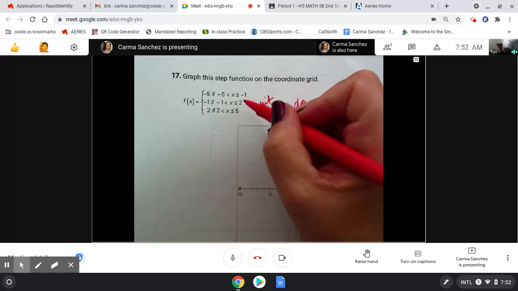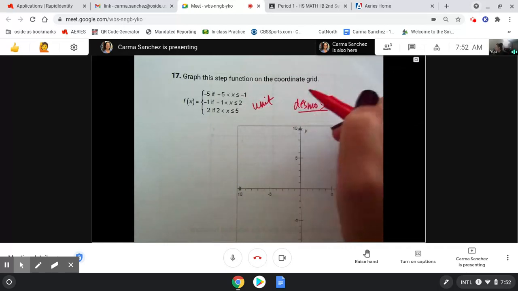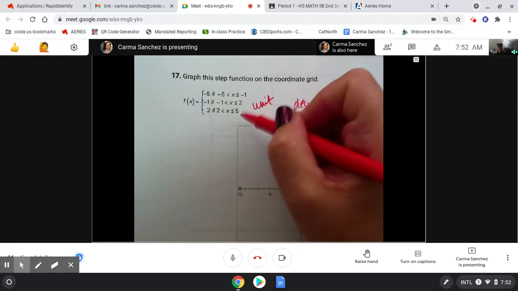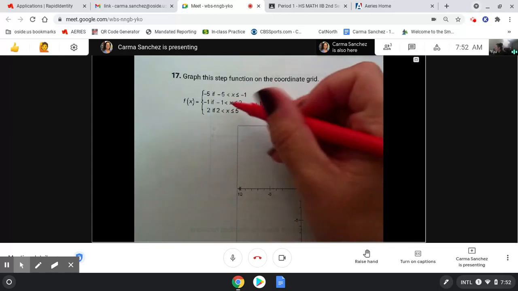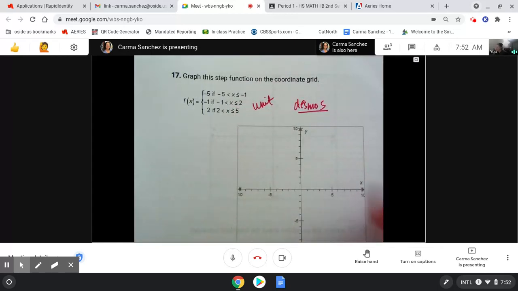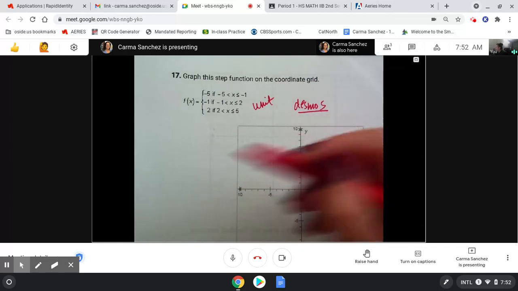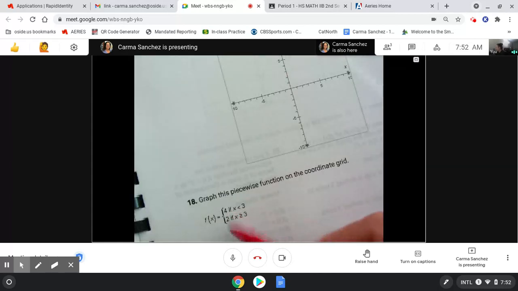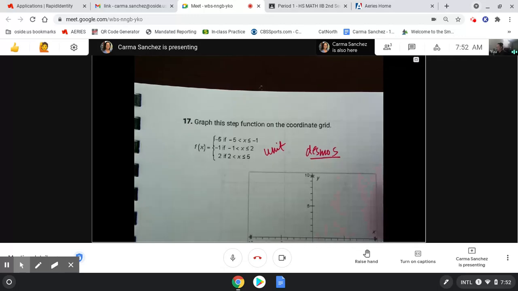Then go type into Google how to type a domain in Desmos and read the directions on how to input this function. So I'm going to show you today how to do this, but feel free to Google it. How do I put in a domain into Desmos? So we're going to graph this on Desmos together and see what it looks like, and then you'll find it on Apex. Same for number 18. I'm going to teach you guys how to graph this on Desmos, okay? And then find your graph.